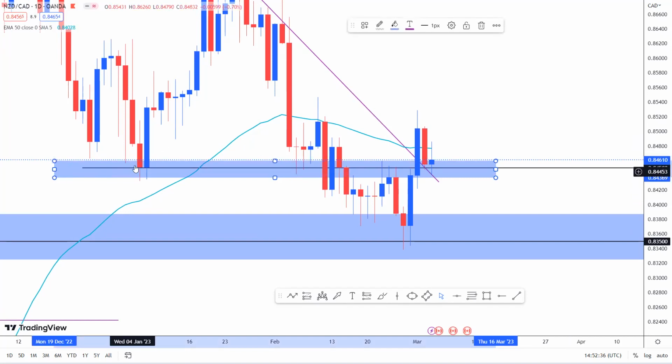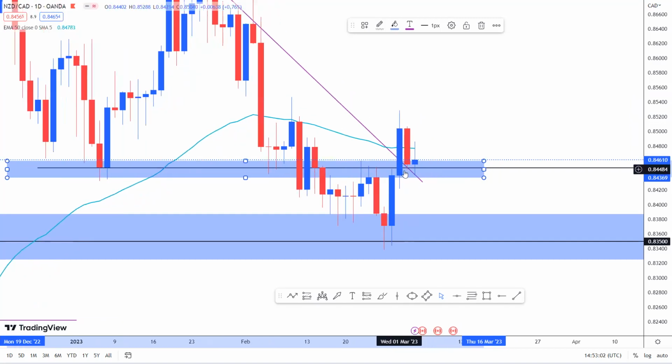Looking to the left, we had the level as support, support, support, support. And then we had a break of the level, which acted as the resistance. And now we're back above the level, having clearly seen price breaking above the level. And then we're having a nice retest of the level. Guys, it cannot get any simpler than this.